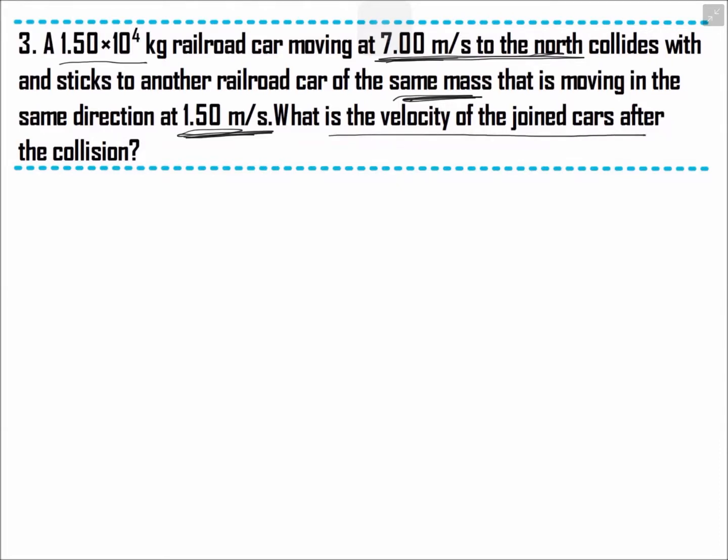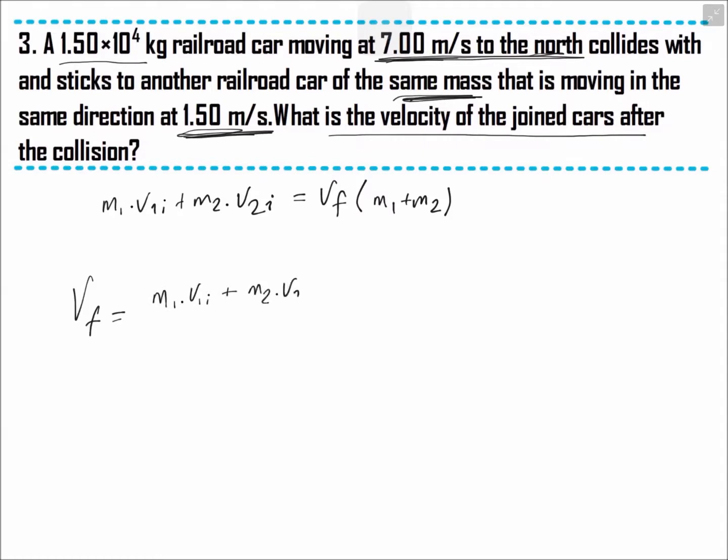Joined means the final velocity is the same, so m1 times v1 initial plus m2 times v2 initial equals v final times m1 plus m2. So v final will be m1 times v1 initial plus m2 times v2 initial over m1 plus m2.